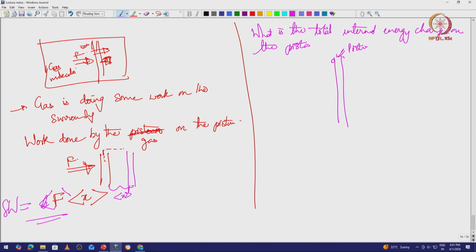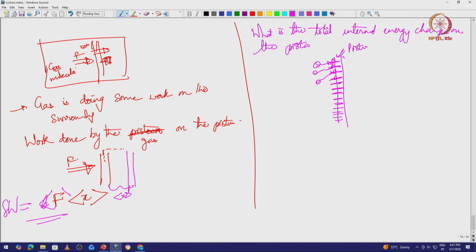Okay. Now, this piston is made up of several atoms or molecules, whatever. These are all the various molecules in this piston. Every molecule, so a gas molecule comes and hits this part, another gas molecule comes and hits this part, another gas molecule comes and hits this part, and so on.